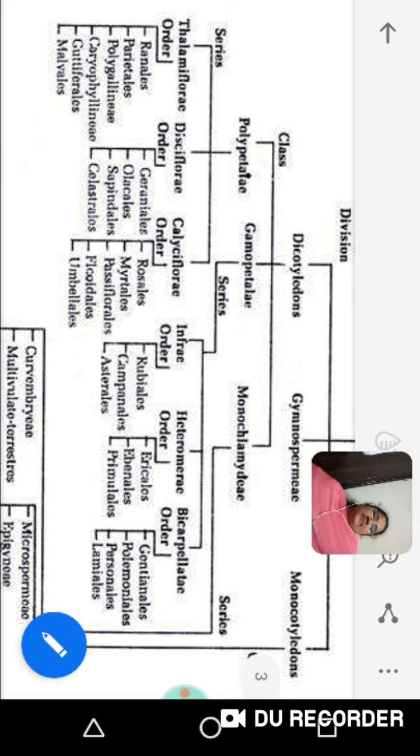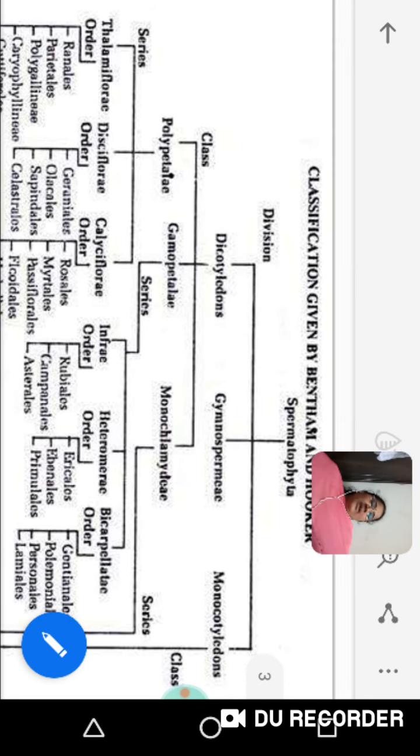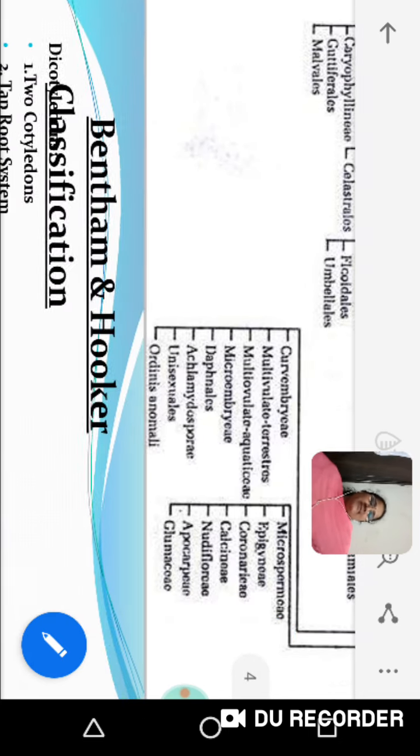So Bentham and Hooker proposed this classification for the flowering plants. Let us see step by step what characters they took into account, and on which characters they actually tried to group or categorize the plants under all these taxa. So let us see one by one.